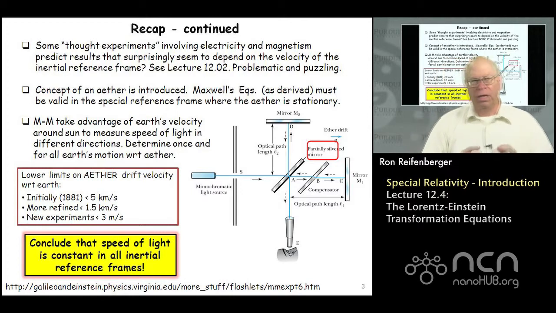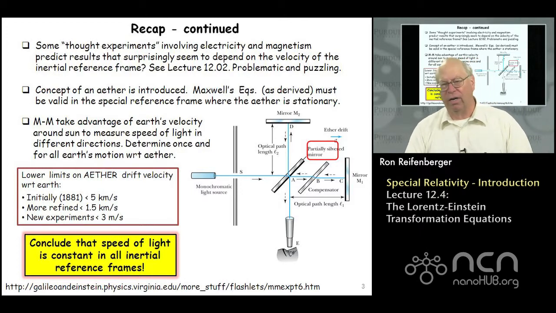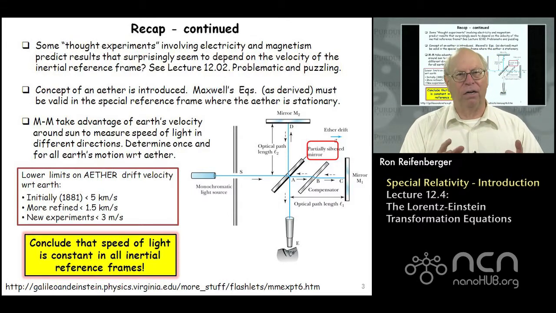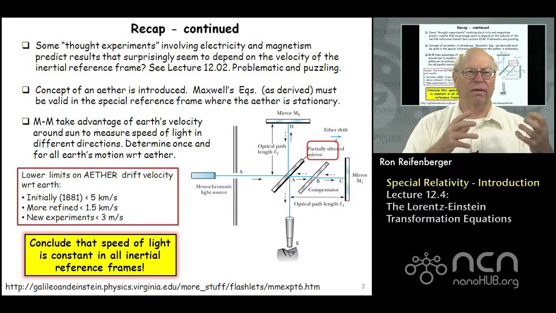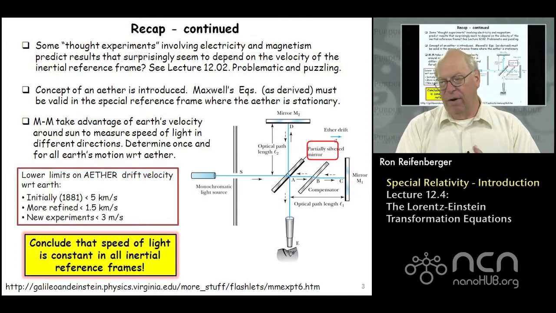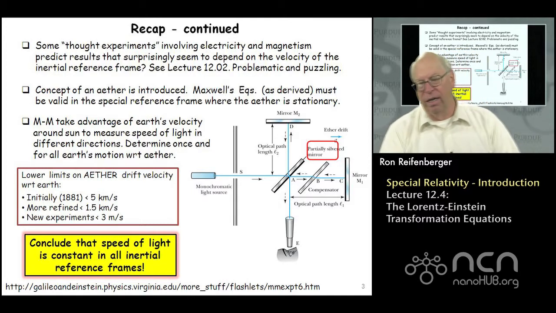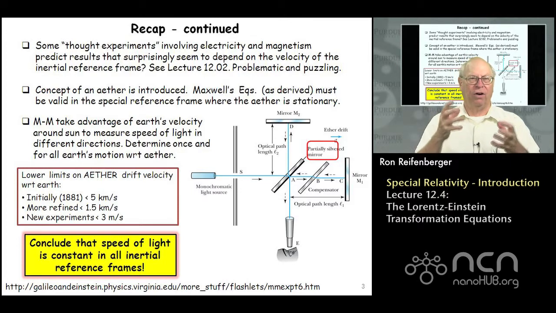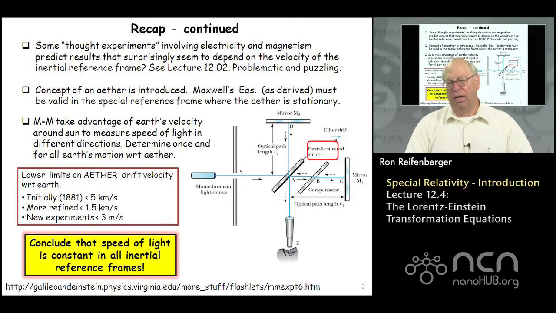Well, if that was the only problem, maybe it wouldn't be so serious of an issue, but several thought experiments involving electricity and magnetism eventually predicted results that seemed to depend on the velocity of the inertial reference frame. So you got different answers depending on what reference frame you made a measurement, right? So this was very problematic and puzzling, and if you go back and look at lecture 12.02, I actually worked through one example where I tried to show that depending on what reference frame you were in, the force between two charges could be different.